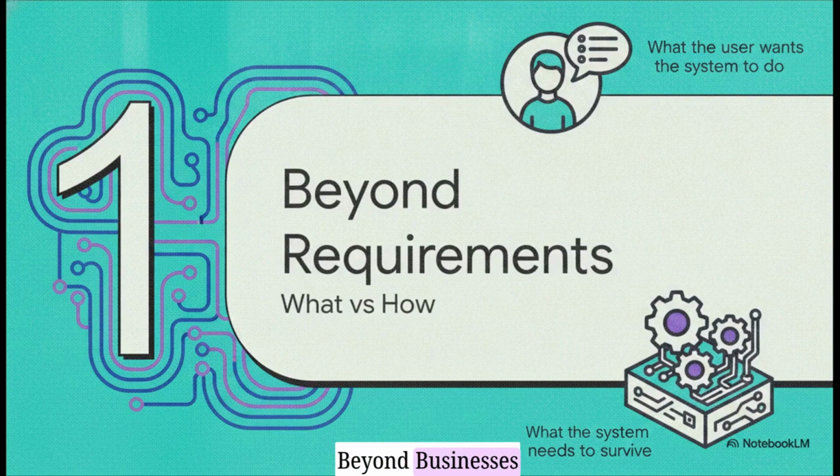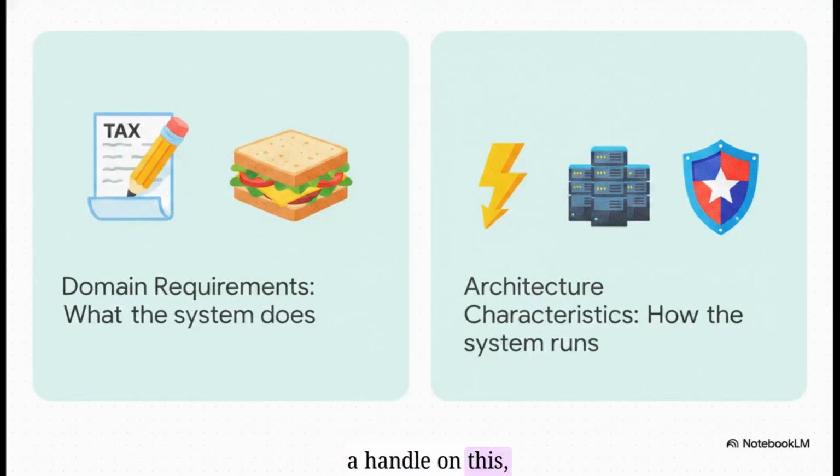Beyond Business Requirements. To really get a handle on this, we need to draw a clear line between two concepts. On one side, we have domain requirements. This is the what. What does the application actually do? It calculates taxes, it processes insurance claims, or maybe it just lets you buy a sandwich. But as architects and system designers, our focus today is exclusively on the other side, architecture characteristics. This is the how. How does the system run?